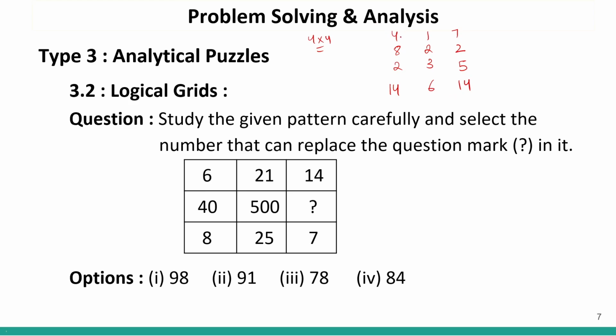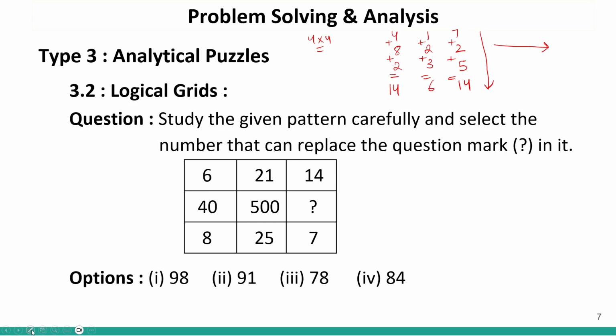Here I can see that 4 plus 8 plus 2 will give me 14. Correct? 1 plus 2 plus 3 will give me 6. Similarly, 7 plus 2 plus 5 will give me 14. Correct? So in your logical grids, operations can be done in this form or operations can be done in this form also. So either of the two cases are possible in your logical grids.